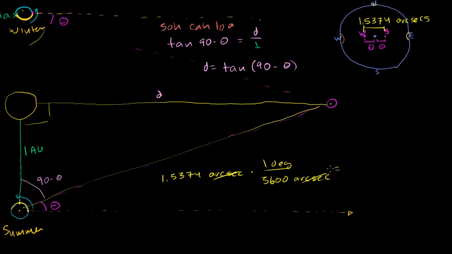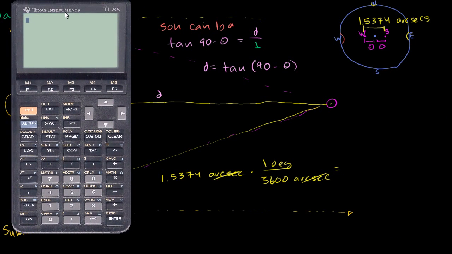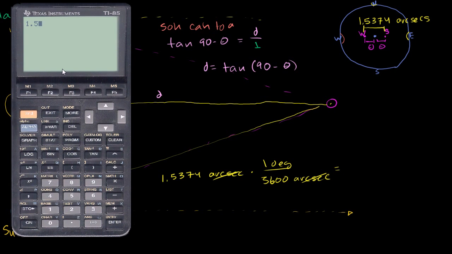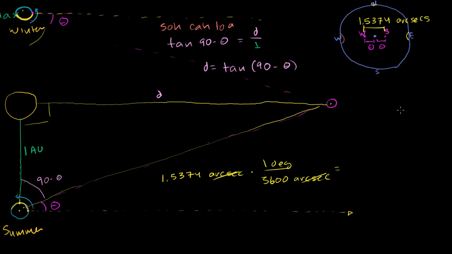The dimensions cancel out, and you get, get the calculator out, 1.5374 divided by 3600. So it's 4.2706, I'll round because we only want 5 significant digits. This is of infinite precision right here because that's an absolute quantity. It's a definition. So let me write this down. So this is going to be 4.2706 times 10 to the negative 4 degrees. Could write it just like that.